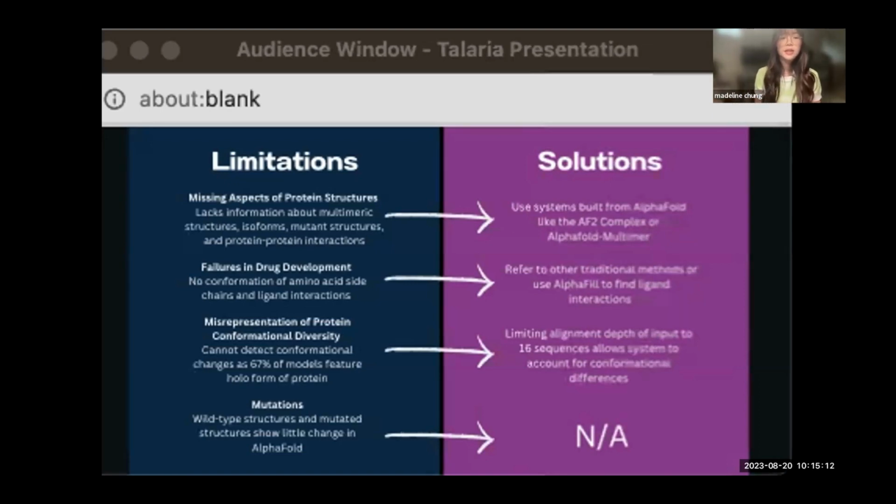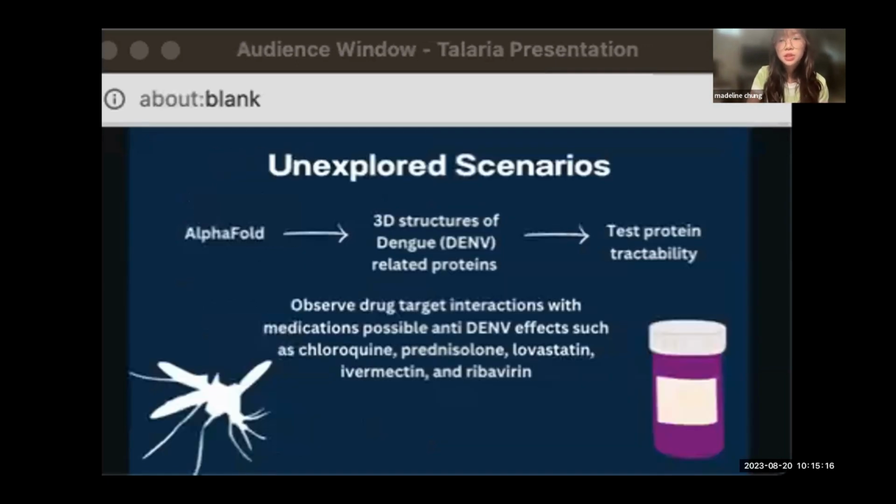And so segueing to my next section of disease research, AlphaFold has played a role in a lot of research studies, but I think I can propose some more unexplored uses of AlphaFold where it hasn't been applied, but I think it will be an effective tool to apply to the research process. And so I plan to suggest AlphaFold in relation to viral research, and specifically dengue viral research.